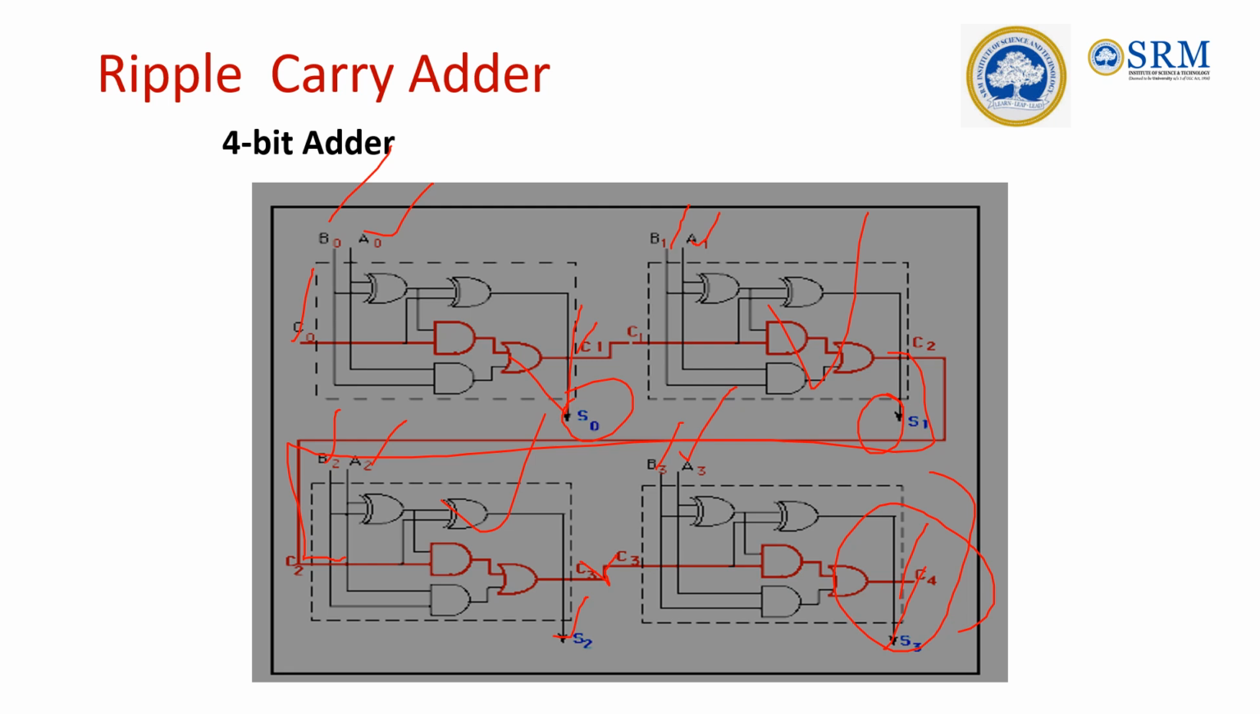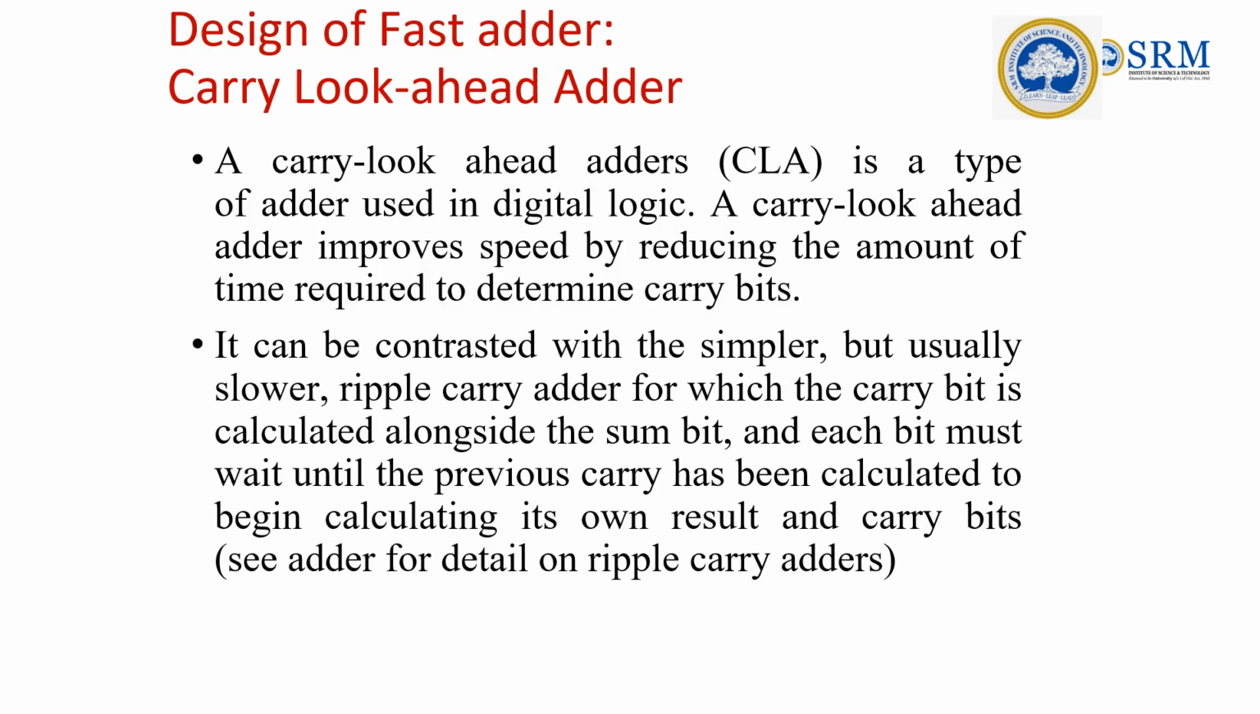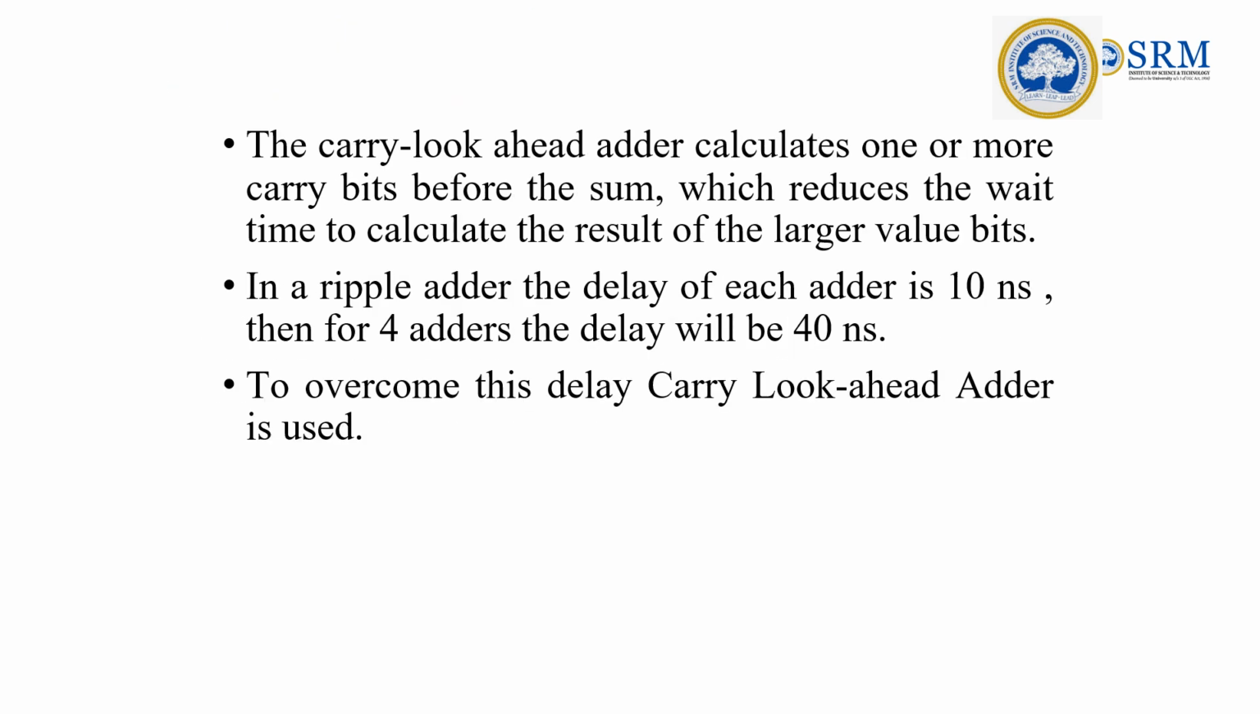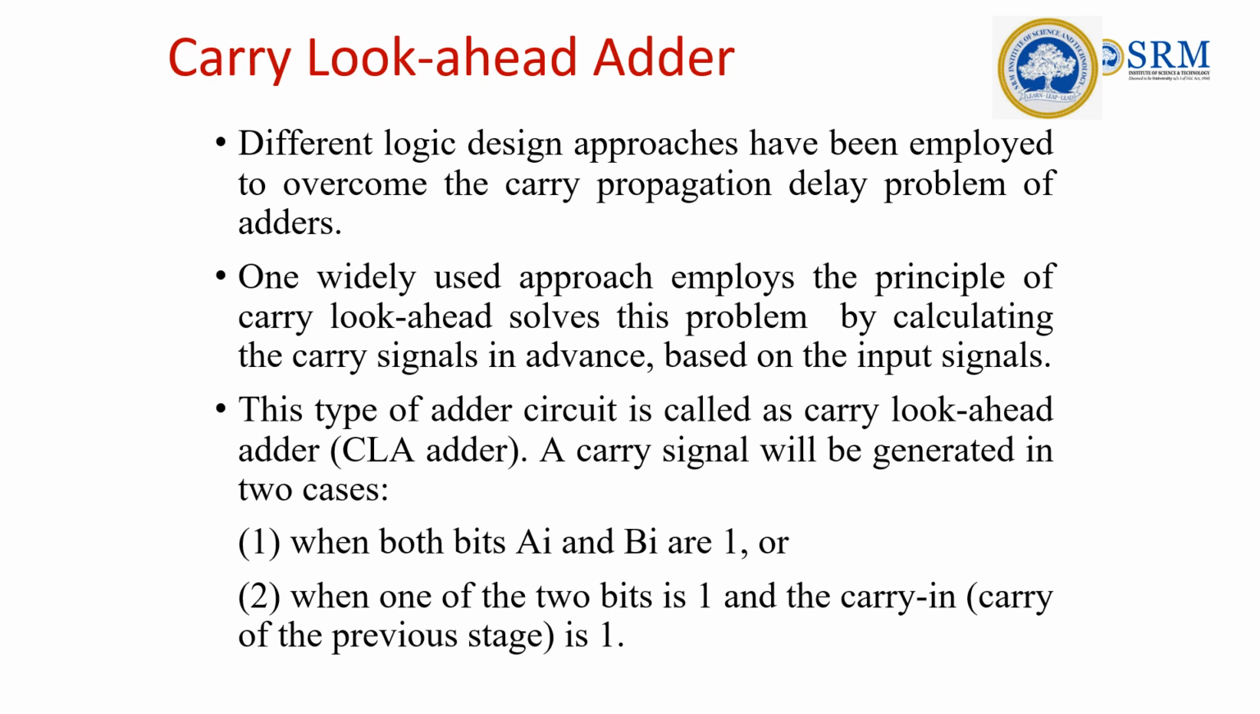So to overcome this, we design fast adders. The first fast adder is the carry lookahead adder. A carry lookahead adder is a type of adder used in digital logic. The carry lookahead adder improves speed by reducing the amount of time required to determine the carry bits. So we'll see how it is done. This type of adder circuit is called a carry lookahead adder. A carry will be generated in two cases: when both A and B are 1, and when one of the bits is 1 and there is an incoming carry.